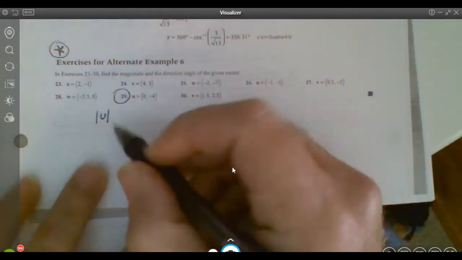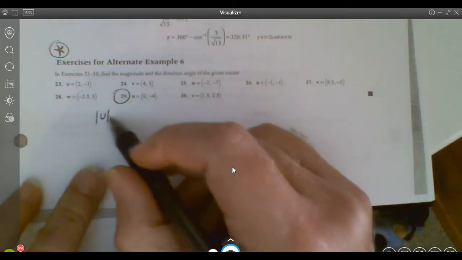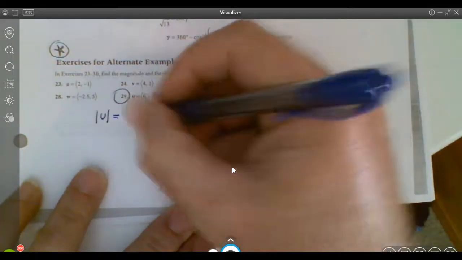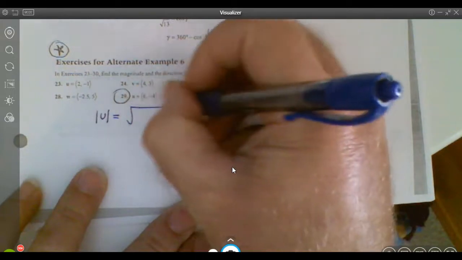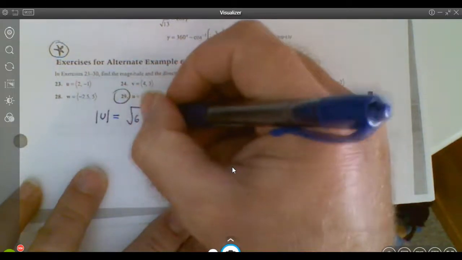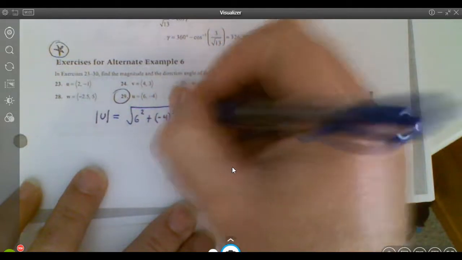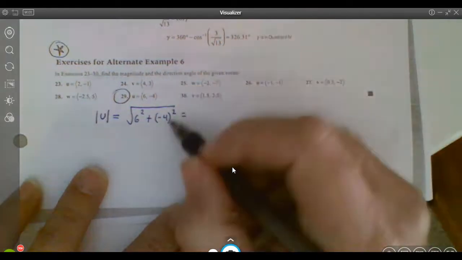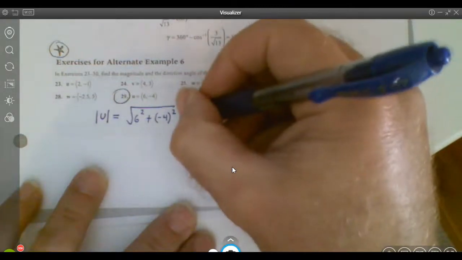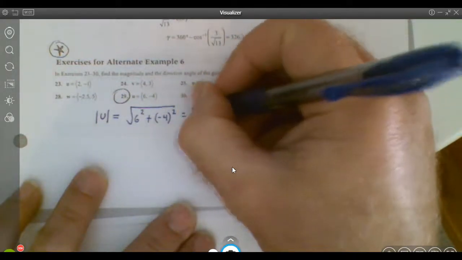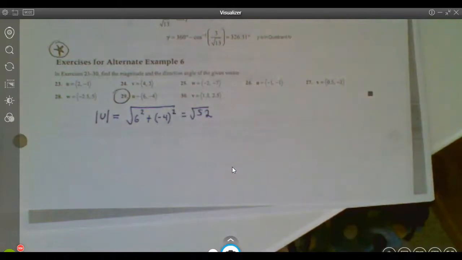And again, magnitude, if you put the little absolute value brackets like I just did, that means magnitude. Square root of a squared plus b squared. So 36 plus 16 is 52. I'm just going to leave it like this for right now. So there's our magnitude.